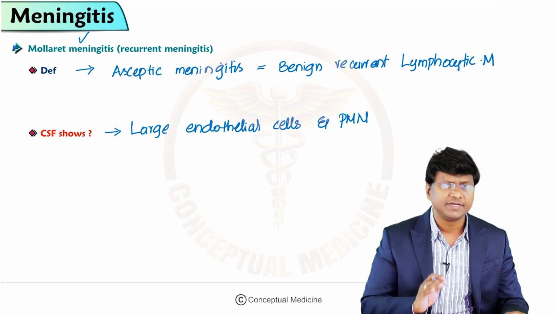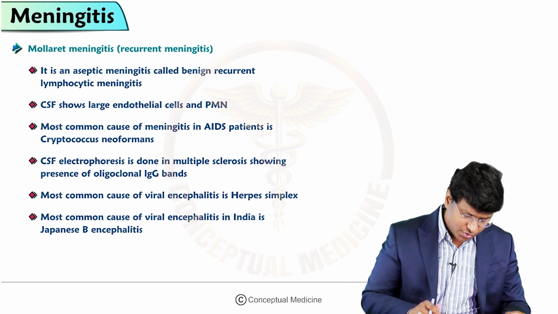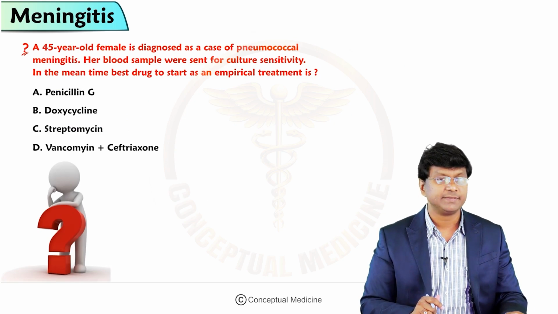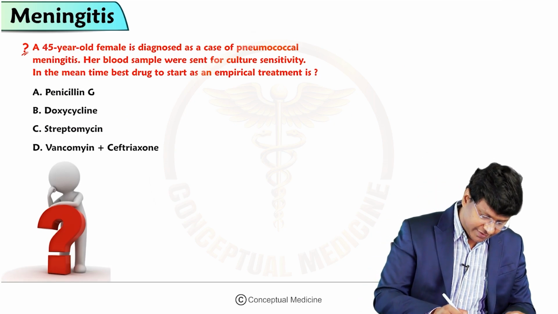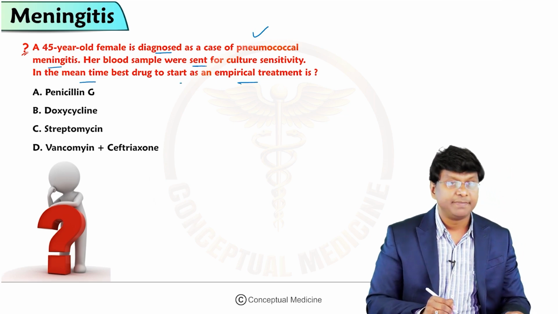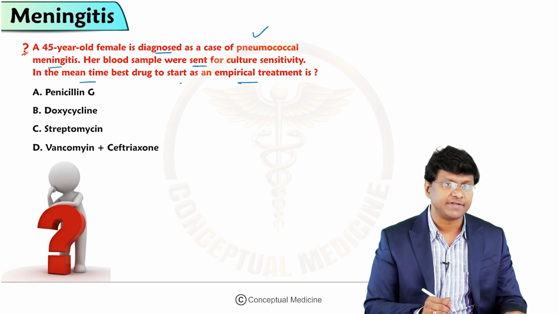Next, now after having discussed the various forms of meningitis, you have one question on the treatment of bacterial meningitis. A 45-year-old female is diagnosed as a case of pneumococcal meningitis. Blood sample was sent for culture sensitivity. Meantime, the best drug to start as an empirical treatment is: penicillin G, doxycycline, streptomycin, or vancomycin plus ceftriaxone?